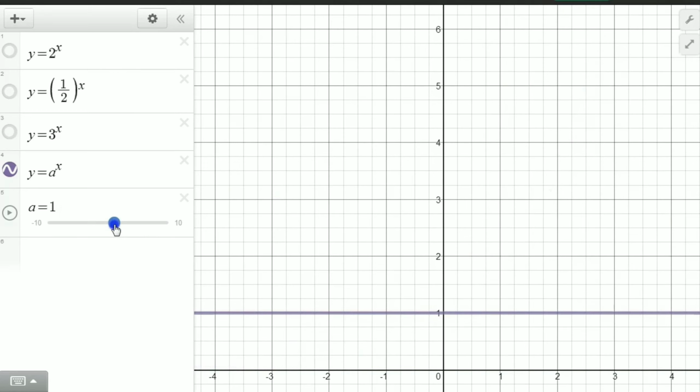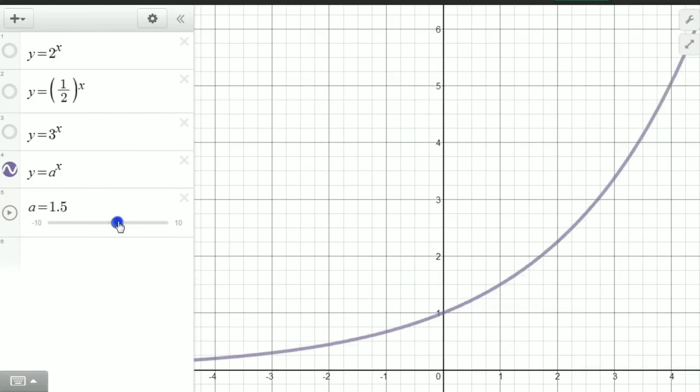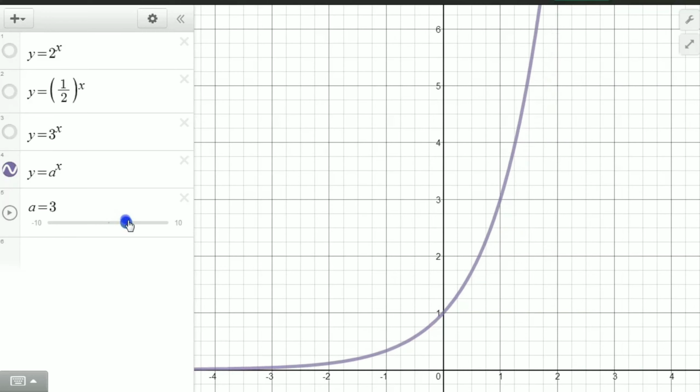And let's have a look at what happens when a gets less than 1. It'll go back the other way. So the value of a, or the value of the base, will affect the shape of the graph. But the two things to really take note of are that it will go through the point 0, 1, and x equals 1, whatever the base happens to be. If it was 3, it would go through the point 1, 3.